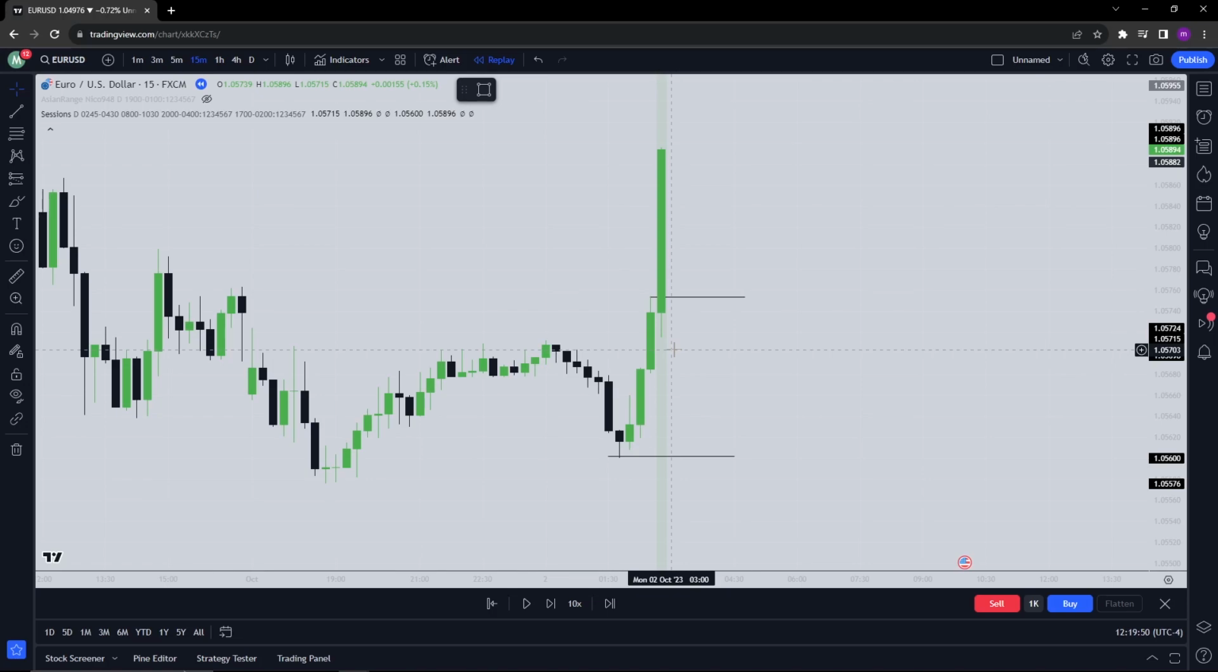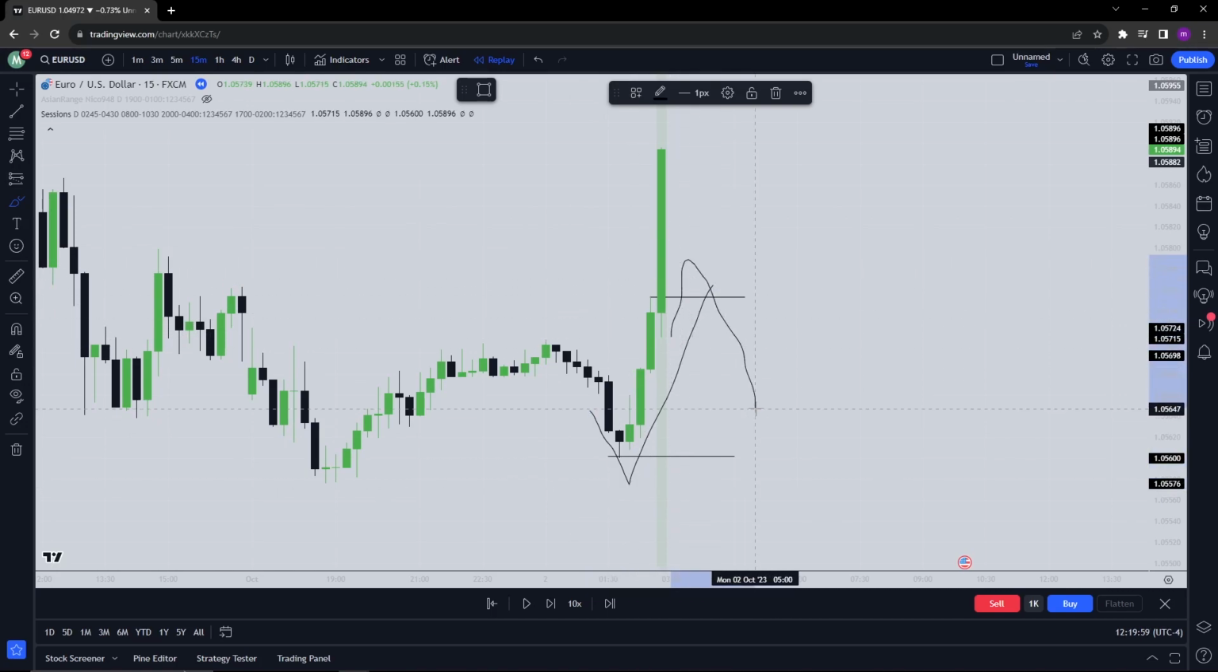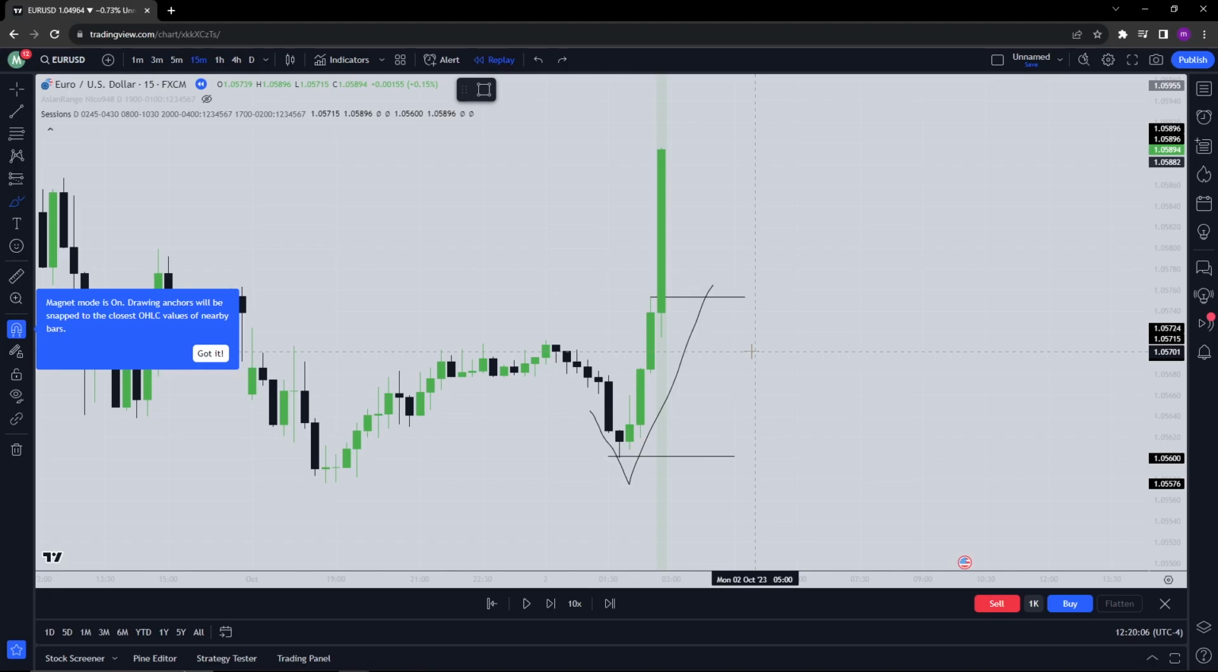Now, something really important to know is if we take liquidity to the downside, we will want to buy the market. If we take liquidity to the upside, we will want to sell the market. Okay, simple as that. If we take liquidity up, we sell the market. If we take liquidity down, we then buy the market and target opposing liquidity.